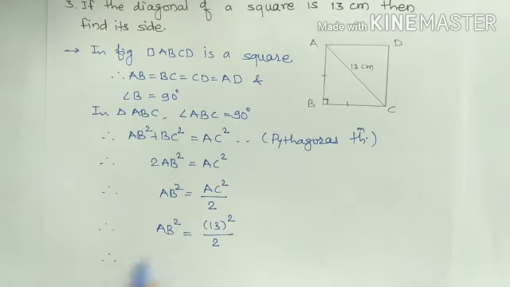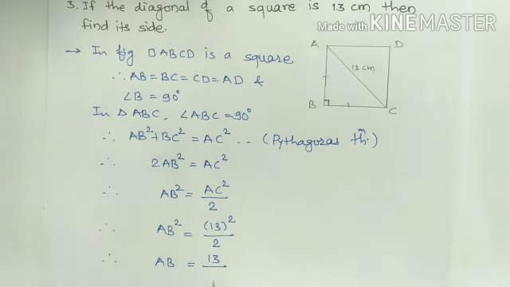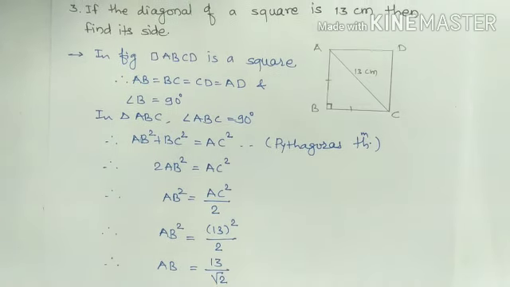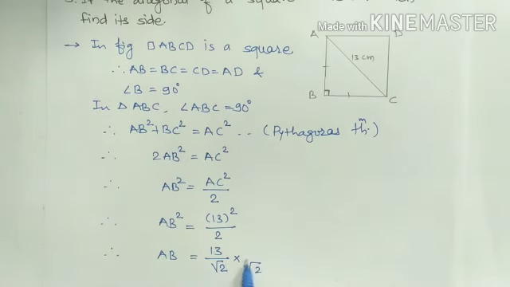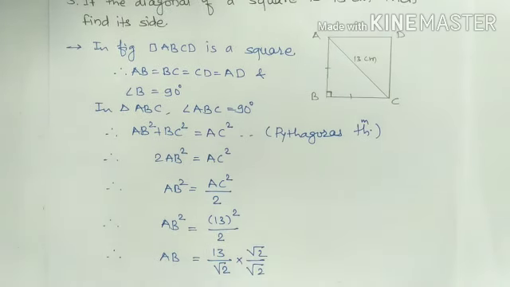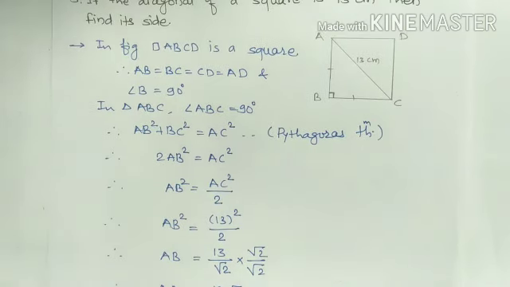And therefore by taking the square root, AB equals to 13 square चा square root 13 आणि 2 चा square root root 2. आता हे असंच ठेवता येईल, किंवा याला आपल्याला डिनॉमिनेटर रॅशनलाइज करता येईल. कसा रॅशनलाइज करता येतो? √2 into √2. न्यूमरेटर आणि डिनॉमिनेटर बोथला आपण √2 ने मल्टिप्लाय केलं. Therefore AB equals to 13 √2 upon 2.